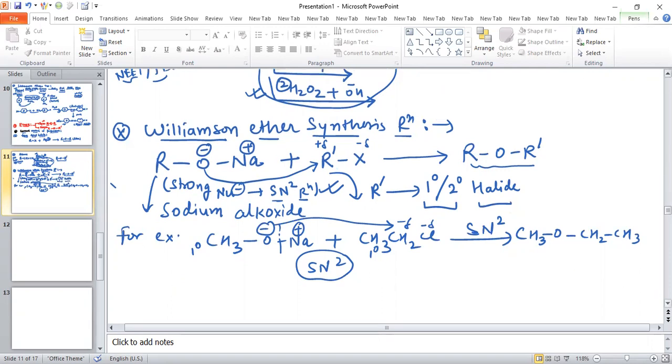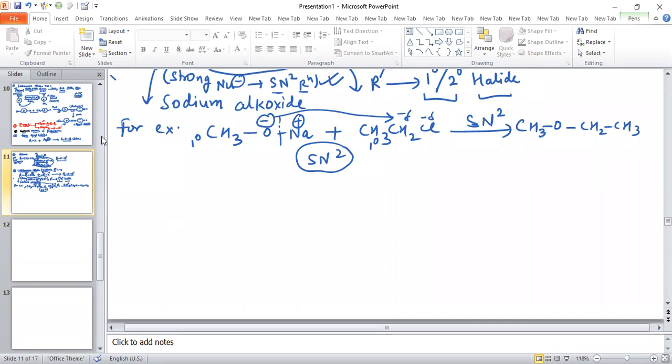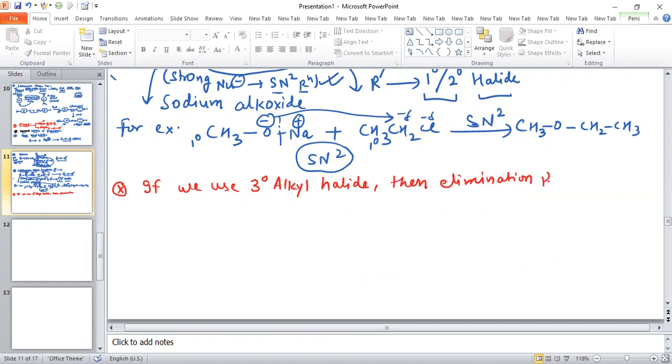But when we use a 3 degree halide, then what happens? If we use a 3 degree alkyl halide, then the elimination reaction will be favored. So the elimination reaction will take place. For example, you can see.